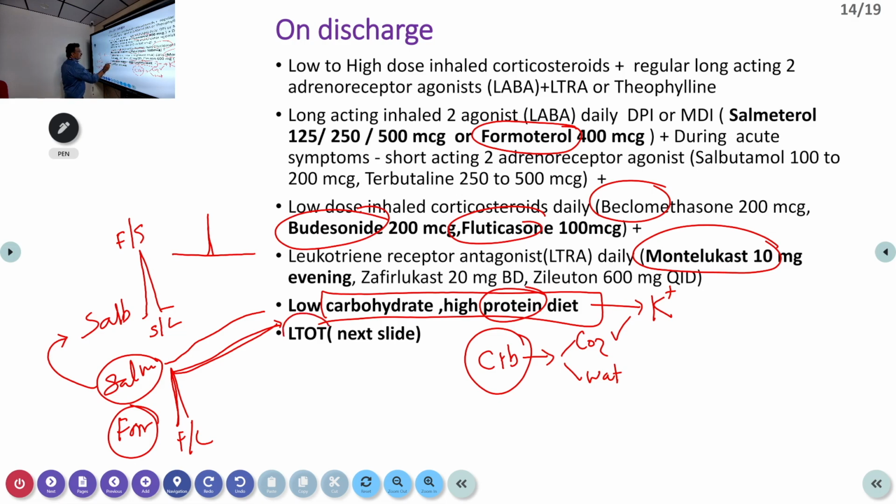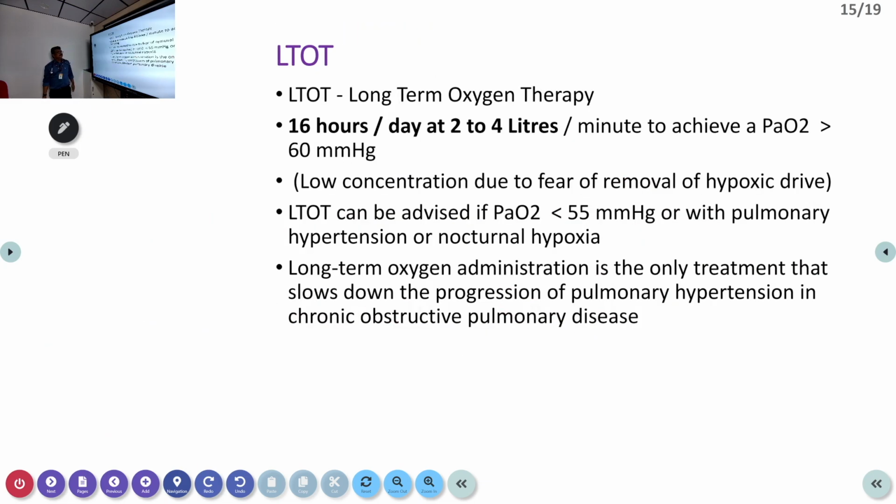And long-term oxygen therapy is very, very important in all types of chronic lung disease. So we'll see what it is. Long-term oxygen therapy means you give a small dose of oxygen, 2 to 4 liters of oxygen for 16 hours of the day. Okay, we'll see why we are giving this. Normally when we give 2 to 4 liters, there will not be any change in their oxygen saturation, because 2 liter oxygen is as good as your room oxygen.